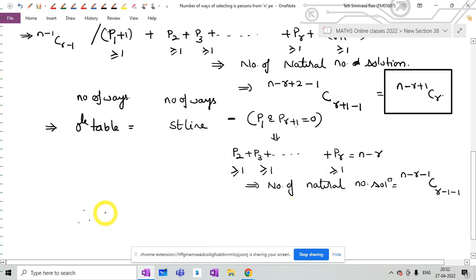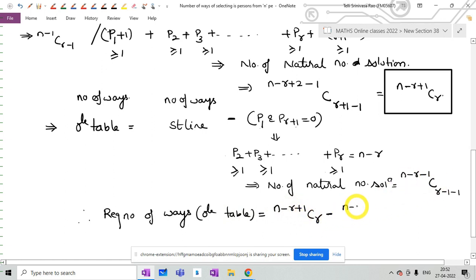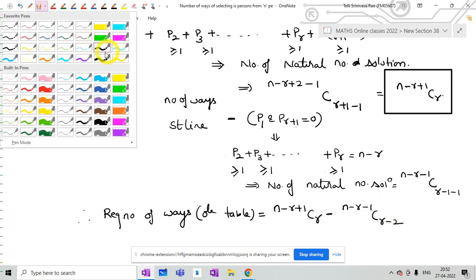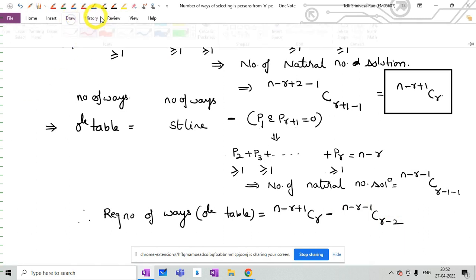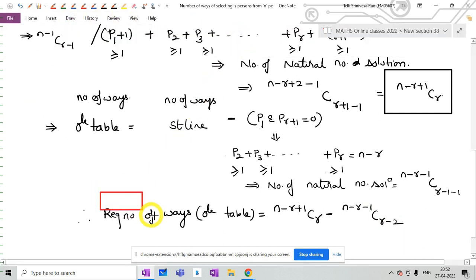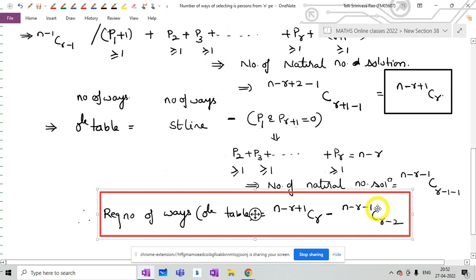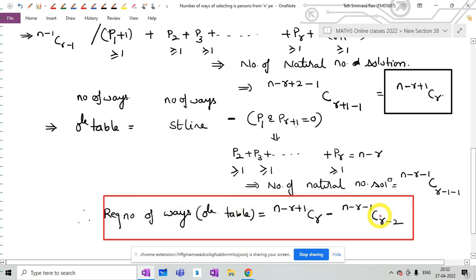So what is the total number of ways? The required number of ways for a circular table is equal to the total we had, n minus r plus 1 C r, from which we remove this case, n minus r minus 1 C r minus 2. This result gives us the total number of ways, from n different persons sitting on a circular table, to select r persons so that no two persons are consecutive. So this is the number of ways, children.